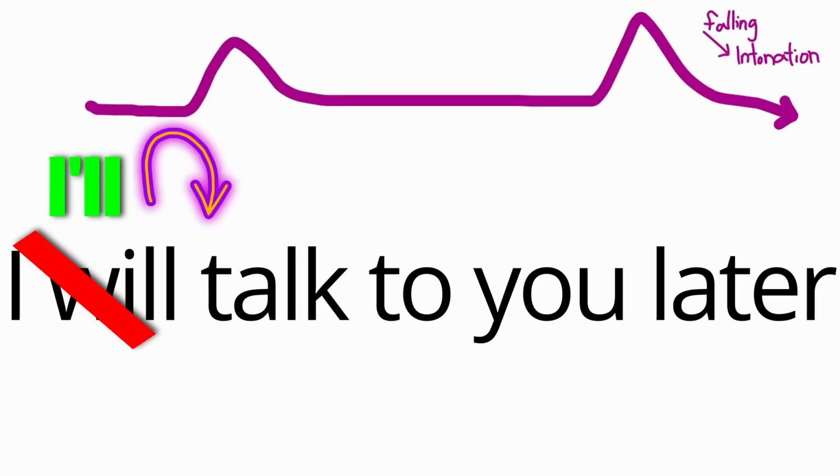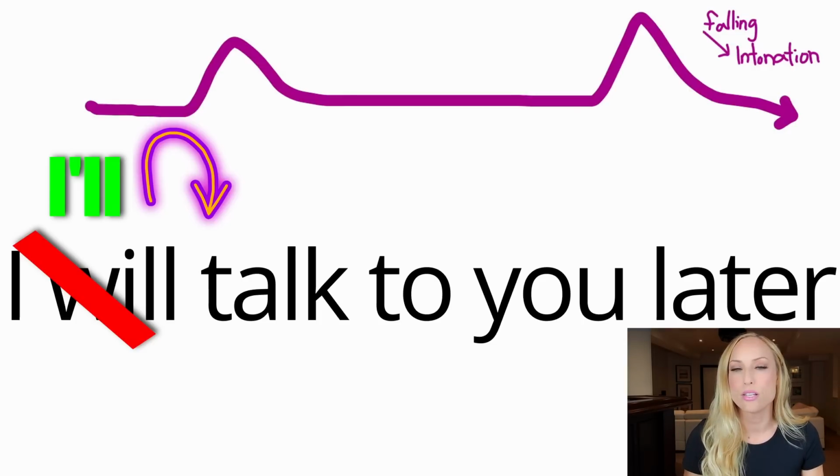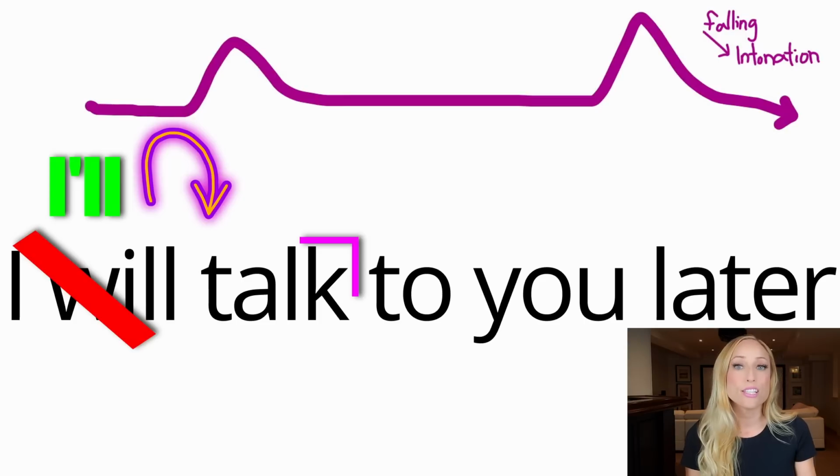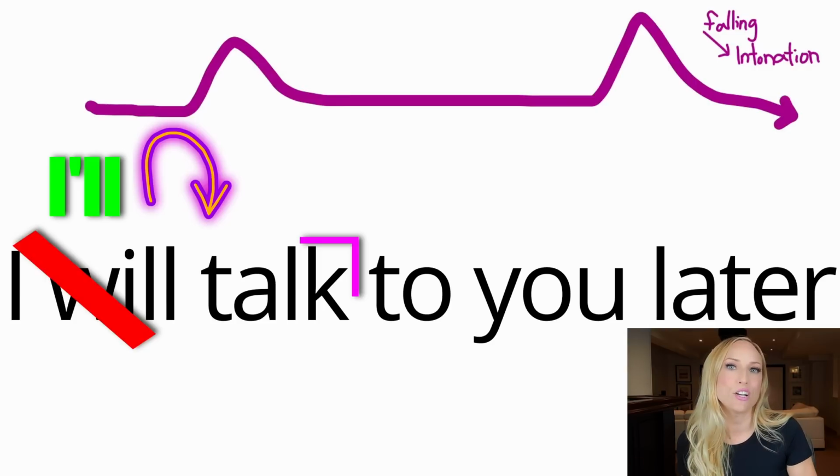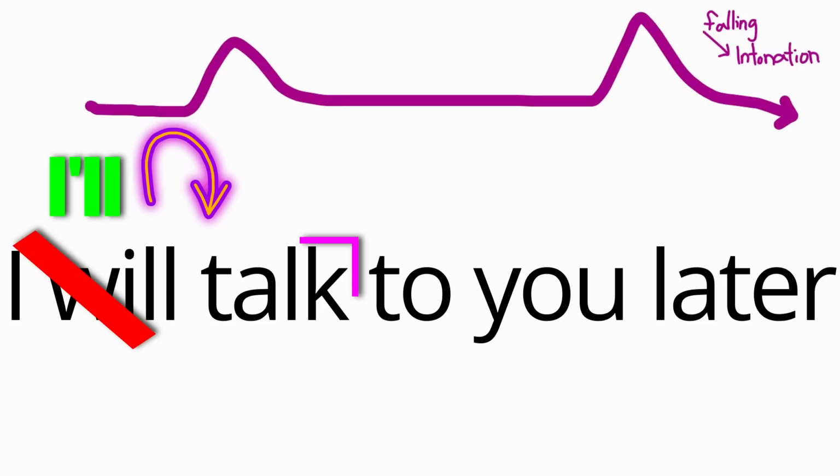Talk. I'll talk to you later. The K sound is unreleased as it transitions to the T sound. So this means that there's no puff of air that's released from the K. Instead, the release is delayed until that T occurs in the word to.